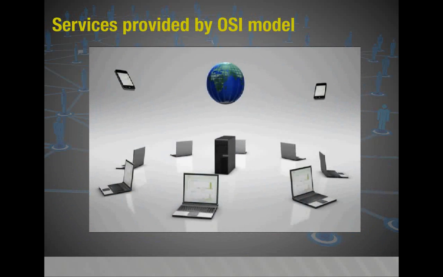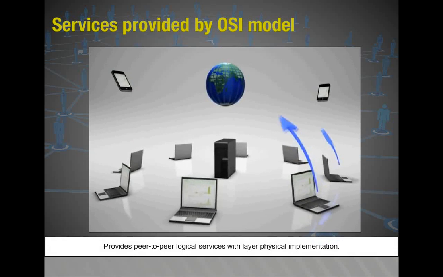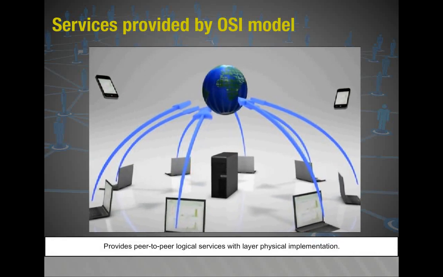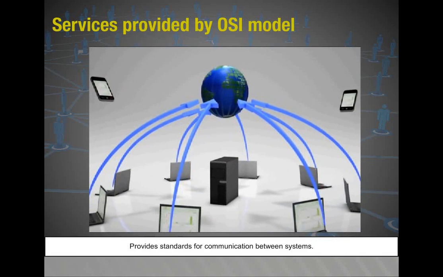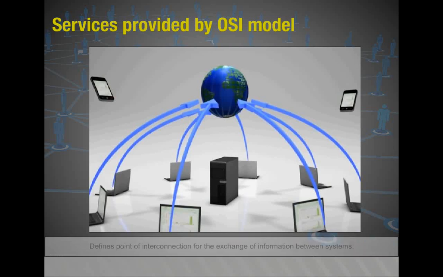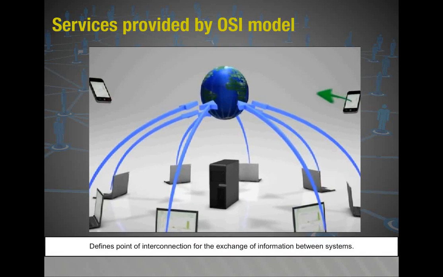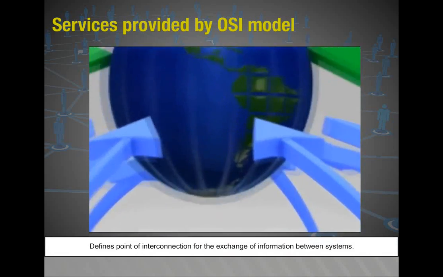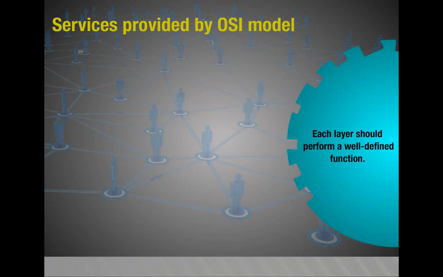Services provided by OSI model: provides peer-to-peer logical services with layer physical implementation. Provides standards for communication between systems. Defines point of interconnection for the exchange of information between systems. Each layer should perform a well-defined function.